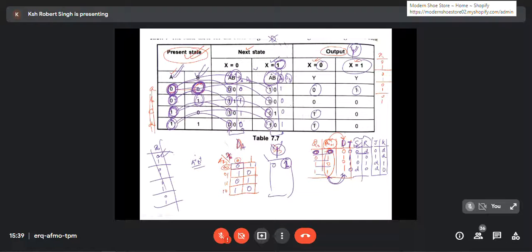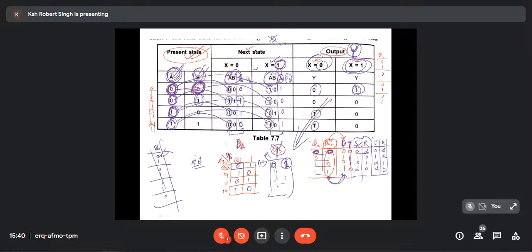But it is not always true. If it is RS, you have to definitely write R, S for each flip-flop. But for Y, it is only one Y. What is my present A? What is my B? And then what is my X, whether it is 0 or 1? At that time, what is my Y? You just have to fill up Y here, from the table. Is it okay? Easy.